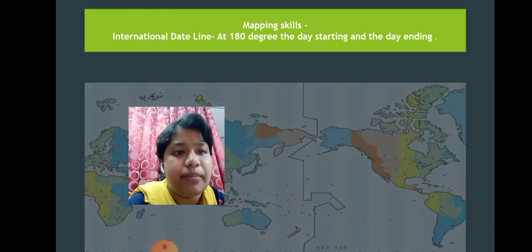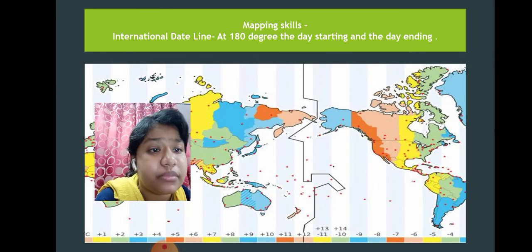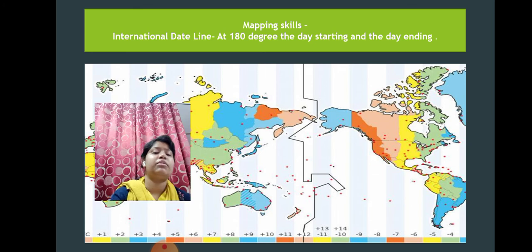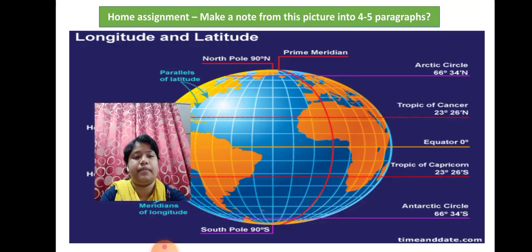And so, mapping skill: if you see the international date line at 180 degree, the day starts and the day ends. You can see in this picture the line in the middle of the picture. This is nothing but the international date line. You can see that the international date line is not straight. Why not straight? Because it got deviated at some islands, at some places.